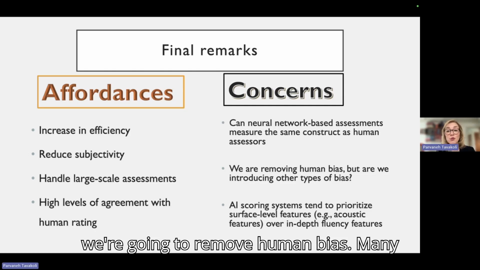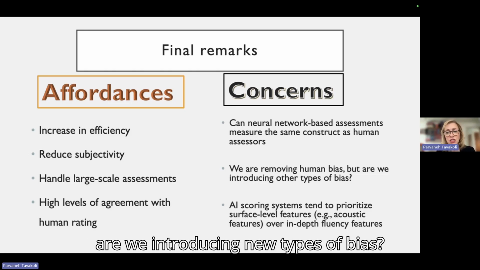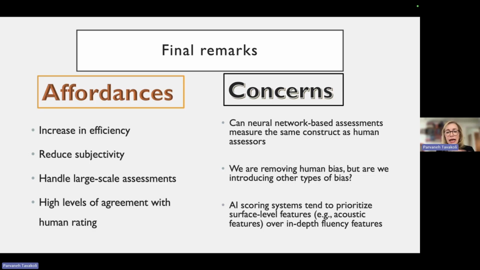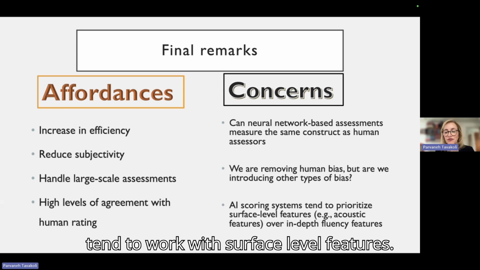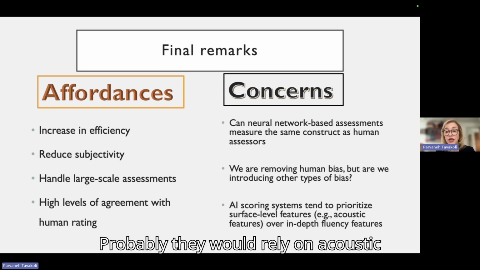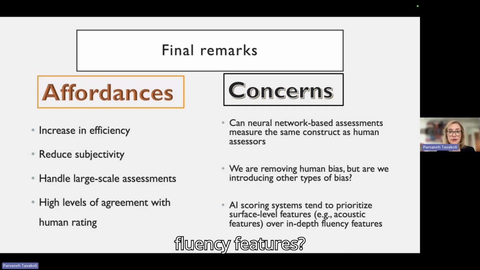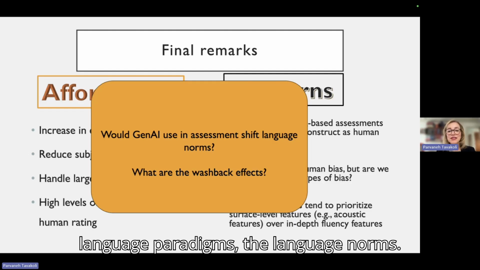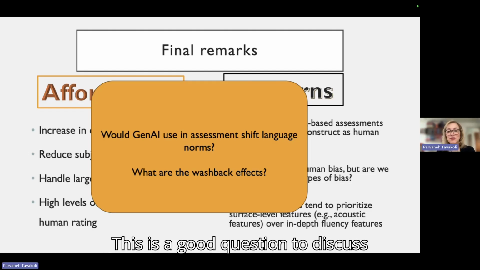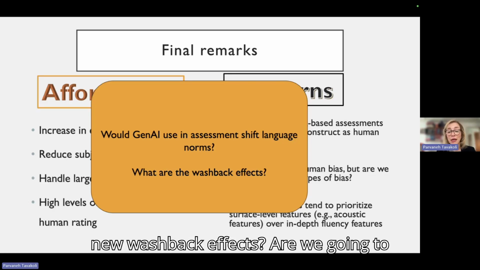Yes, we're going to remove human bias. Many of us have been concerned about this, but are we introducing new types of bias? And we know that AI scoring systems tend to work with surface level features. Probably they would rely on acoustic features. But how about in-depth fluency features? Are we shifting the language paradigms, the language norms? This is a good question to discuss further. And are we going to generate new washback effects?